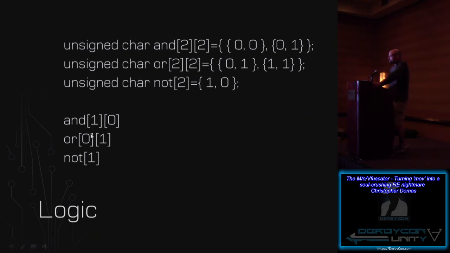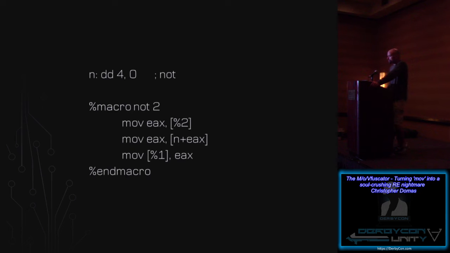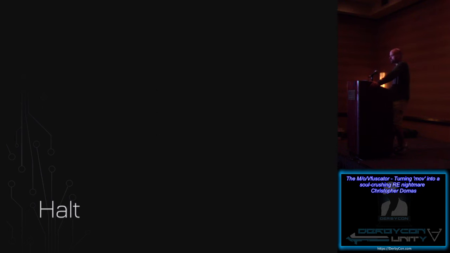The logical OR of 0 or 1: I go to my OR array, look up subarray 0, element 1, to find out the logical OR of those two values is 1. So with simple memory lookups, I can implement logic gates as well. So this is some OR macros to implement OR with only move instructions, implementing AND with only move instructions. Here's NOT with only move instructions.